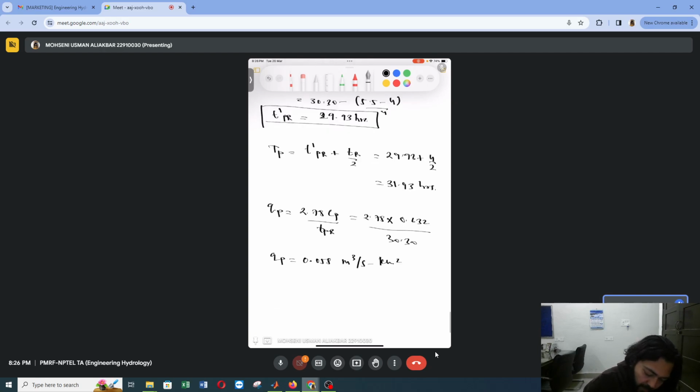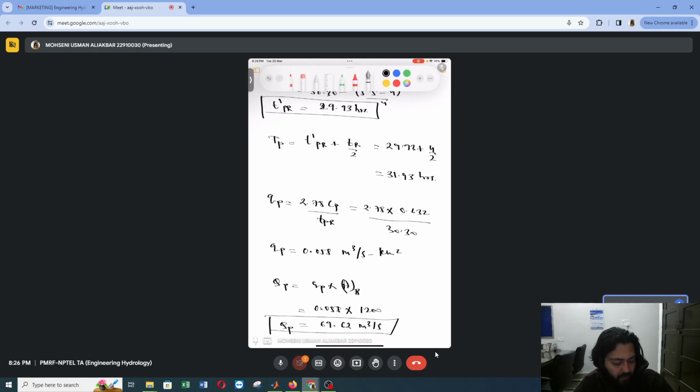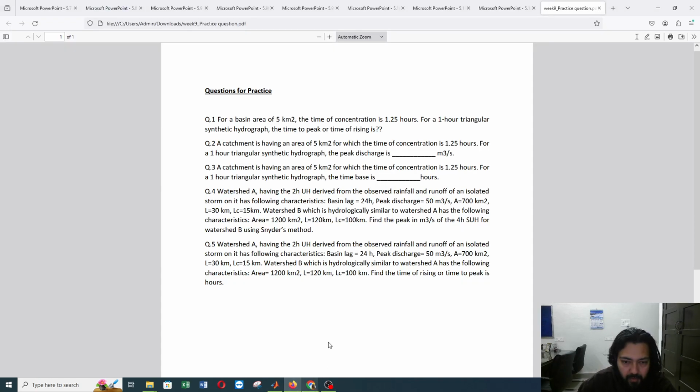So if we want to find the overall discharge, we can find it by multiplying by the area of catchment B. So 0.058 multiplied by the area of the second catchment, which is 1200 kilometer square. So this will give us the value of peak discharge to be 69.62 meter cube per second. Right. So in this way we can calculate the value of peak discharge, right? So this is all about question number 4.